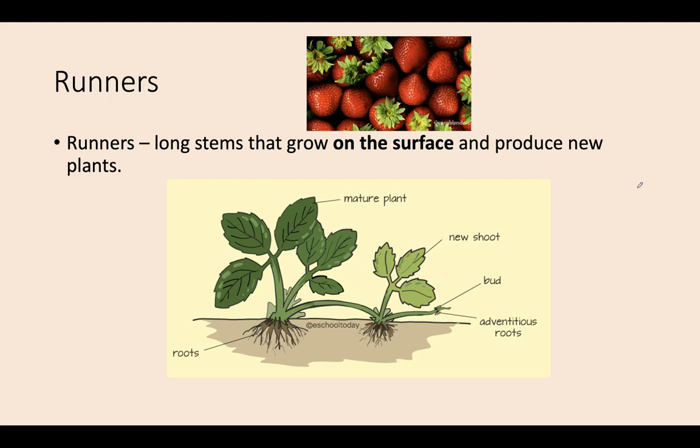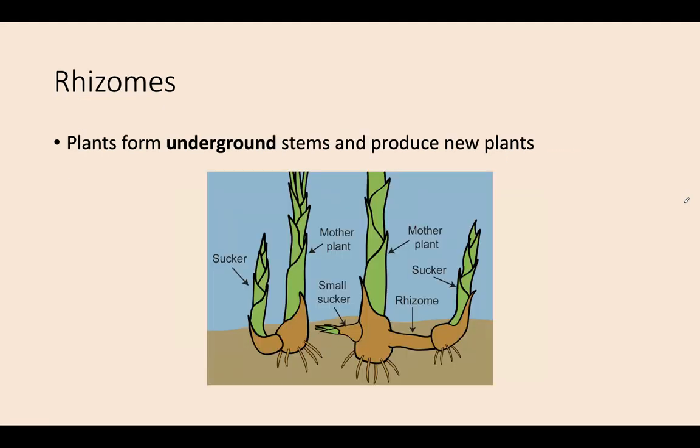So that is a runner. This is things like strawberries. They are long stems that grow on the surface and produce new plants. Remember it because you run on the surface of the ground. I know, crazy stuff, right? Anyways, runners are going to be on top of the ground. You guessed it, our next one grows underground.